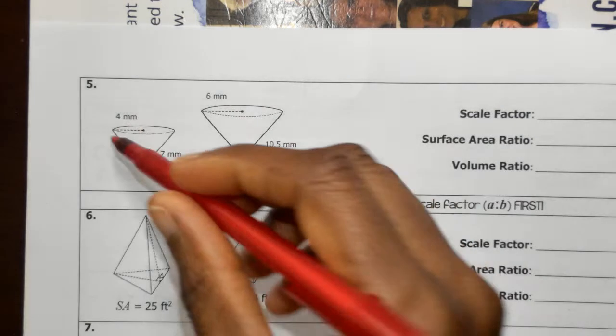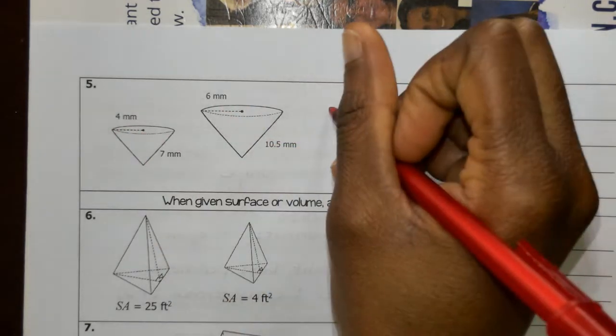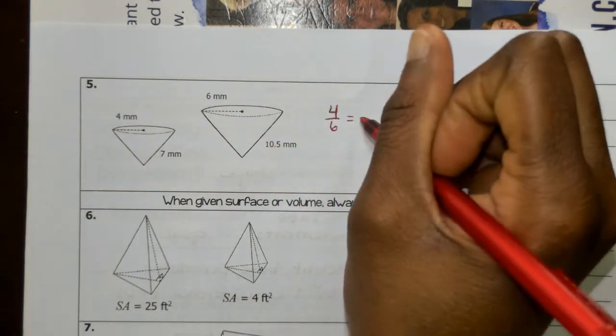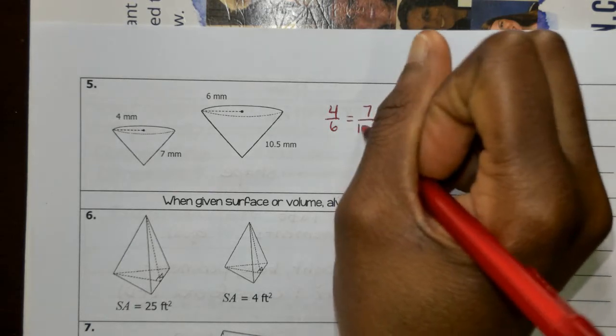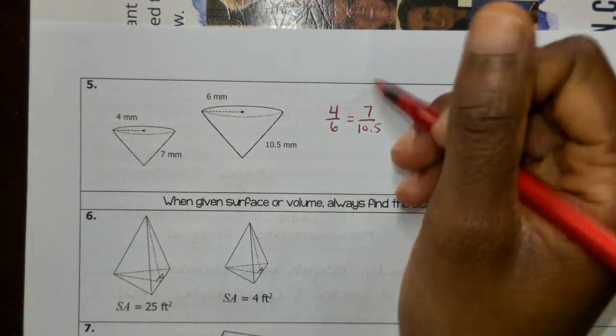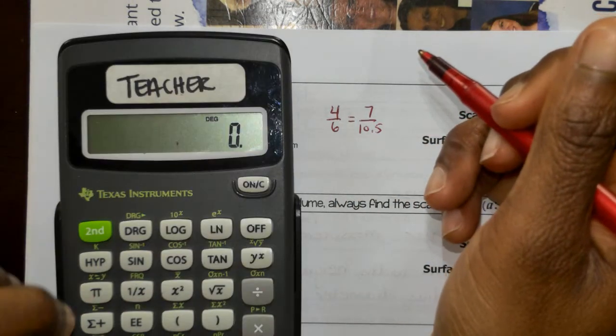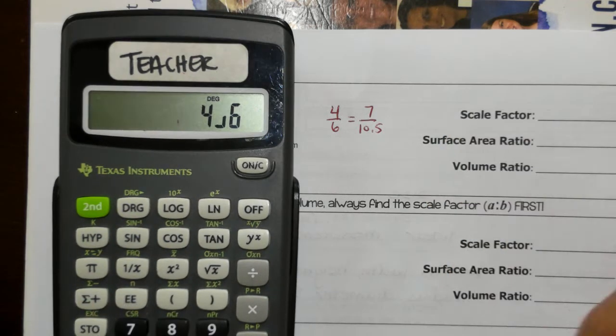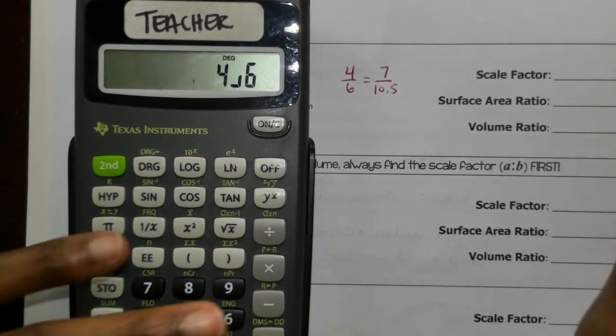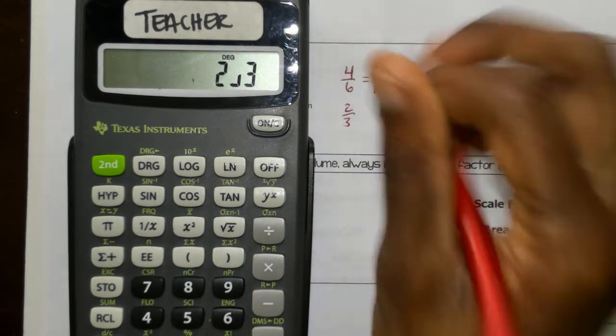Okay. It doesn't matter which one you start off to do the ratio with, so you could do 4 over 6. These are all similar solids, so these scale factors should turn out the same. So if we do 4 over 6 and hit enter, that's going to reduce to 2/3.